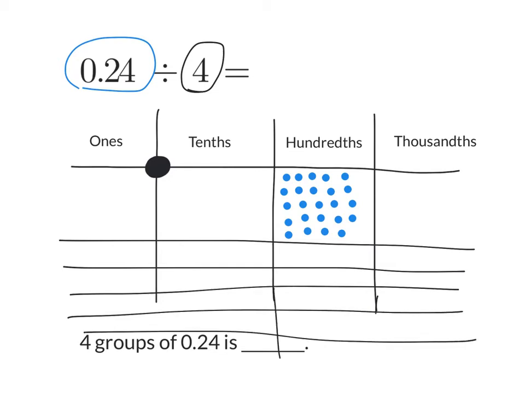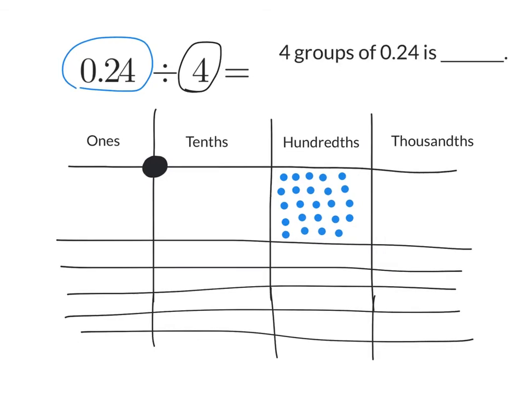You might have to extend your lines just like me. Now we can see that we have 4 groups ready to receive dots. Here's my first group, there's my second group, there's my third group, and there's my fourth group. See that? Now let's start sharing dots.